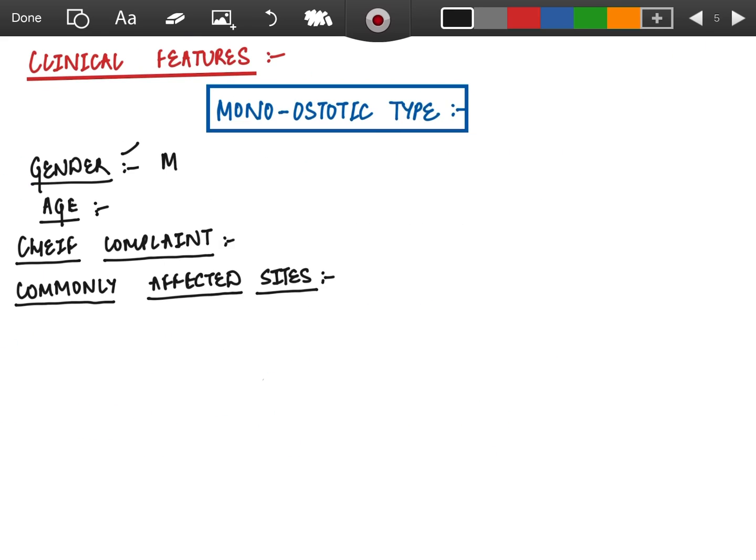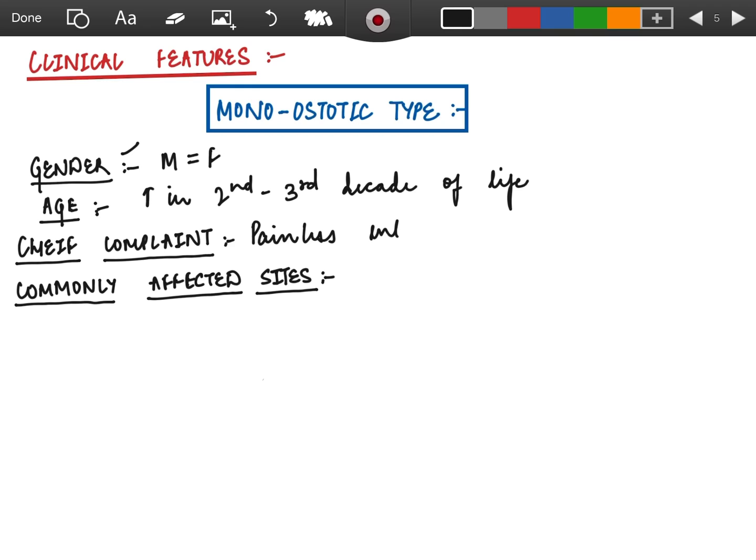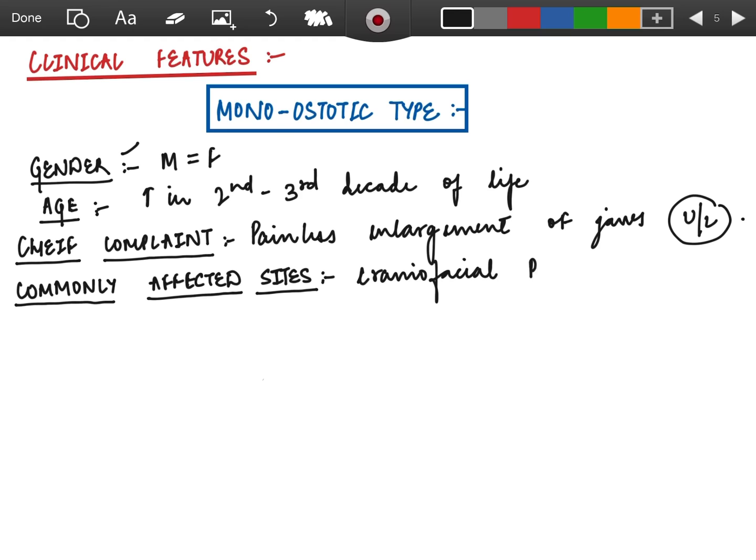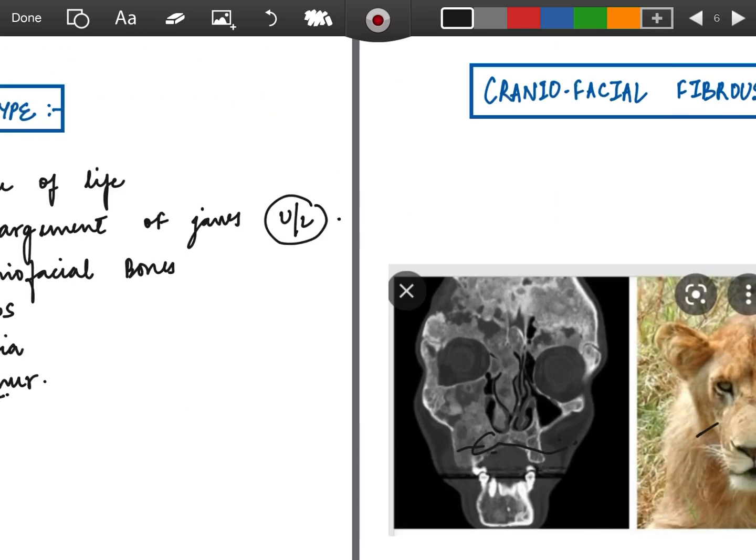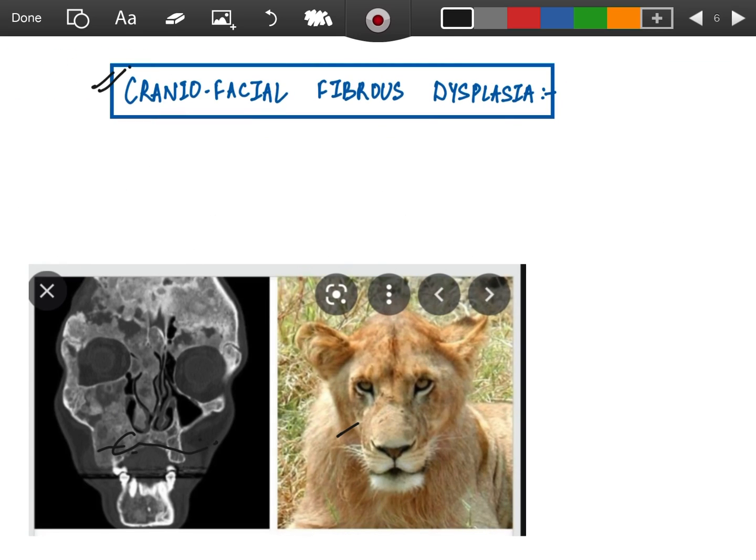Now coming to the clinical features: the monostotic type is more common in the second to third decade, and it is more common than the polyostotic type. The chief complaint of the patient is painless enlargement of the jaws in the case of the oral cavity. It is basically unilateral. Commonly affected sites are the craniofacial bones, ribs, tibia and femur. So what is craniofacial fibrous dysplasia?